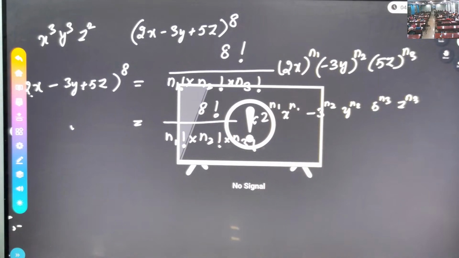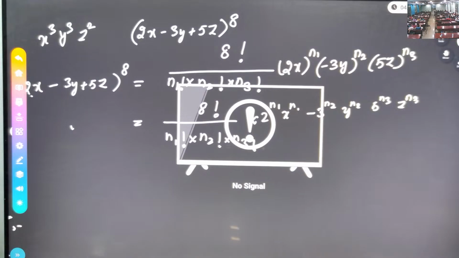So what have we done? We have taken the equation, we have put it in the formula, and we have expanded it. Now we are trying to get the values for n1, n2 and n3. Okay, so now check, do we have any power values in the given question? Power values are there anywhere? Do we have power values? So we are provided with the coefficient of x power 3, y power 3 and z power 2. Okay, so those values we are going to replace with our n1, n2 and n3 values.